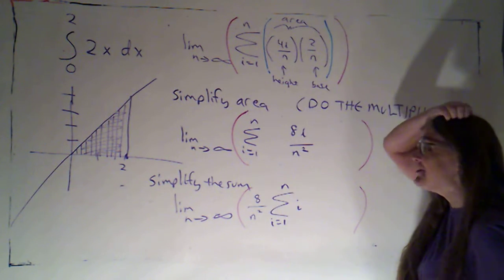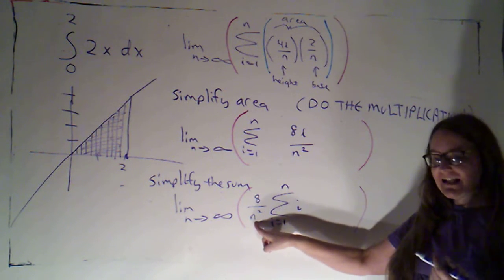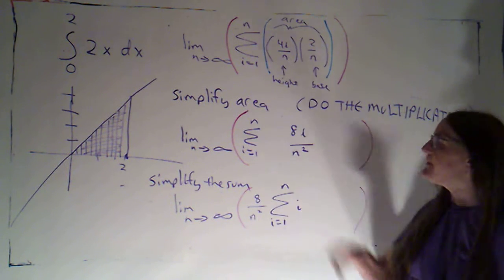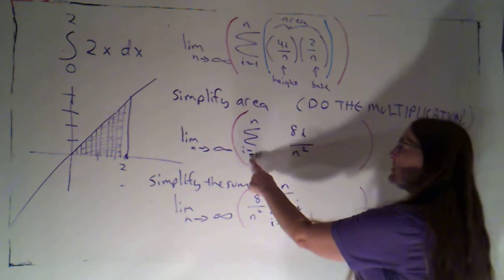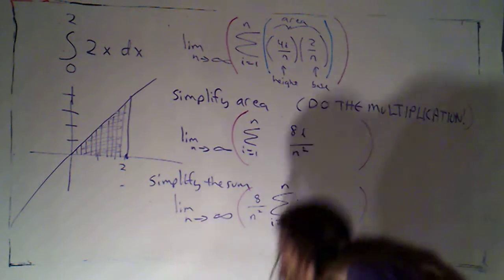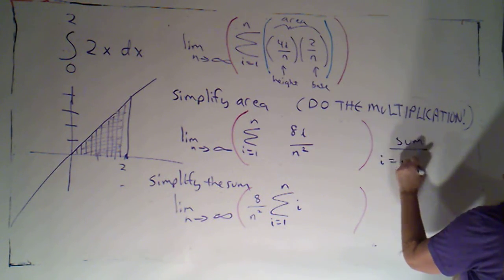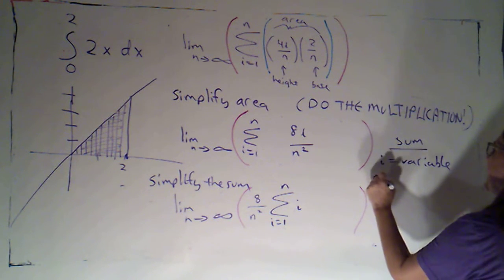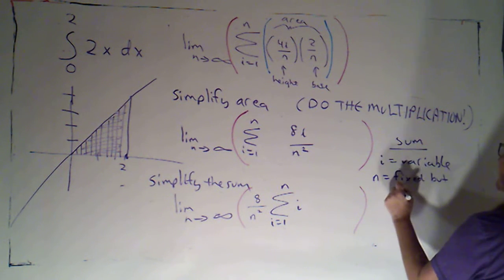Now, this is super, super important. I just treated n like it was a constant, because for the purposes of the sum, it is. My variable for the sum is i. So if I'm working with the sum, i is my variable. It takes on integer values from 1 to n. n is a fixed but unspecified number.